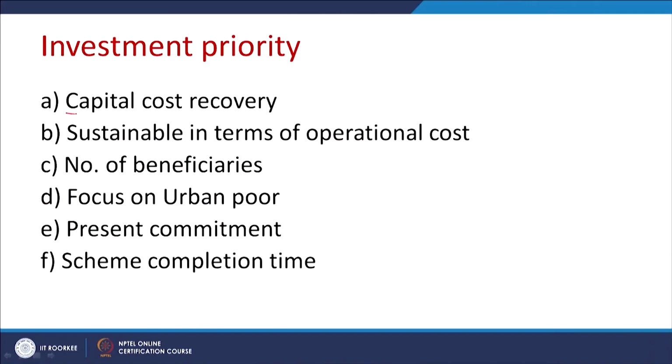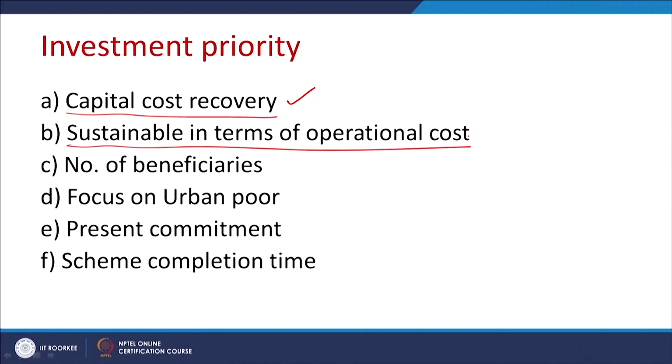First is the capital cost recovery. The project which gives you maximum capital cost recovery should be given first priority. Sustainable in terms of the operational cost: if it has some inbuilt mechanism to meet operational cost, definitely it is preferred. Number of beneficiaries served is to be seen, because the more the number of beneficiaries and wards served, the higher the priority.